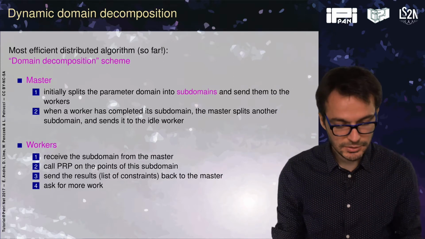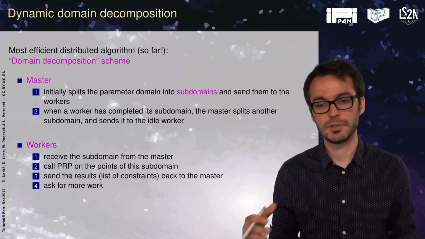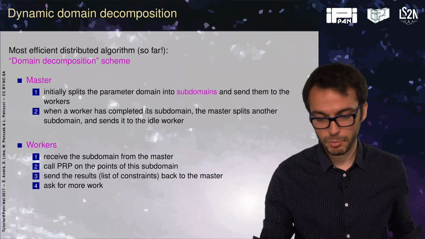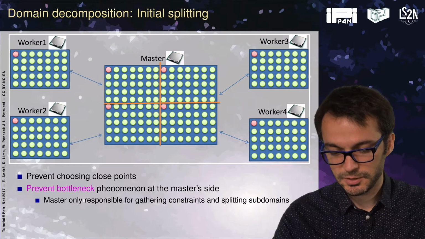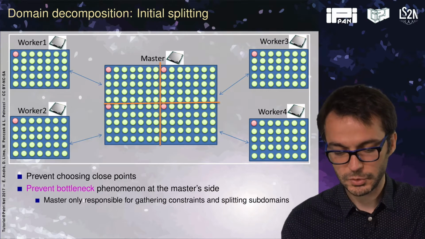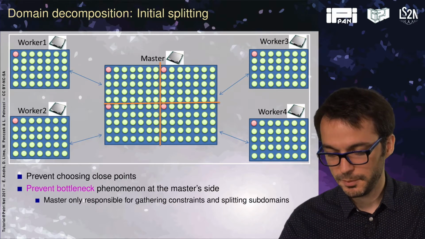The workers, nothing has changed. They receive the subdomain, they call PRP on all points until everything is done. Then they send the result back to the master and they ask for more work. So initially we have this 2-dimensional domain. We have 4 workers, so we just split into 4. Okay? And the master will just give a part to each of them.